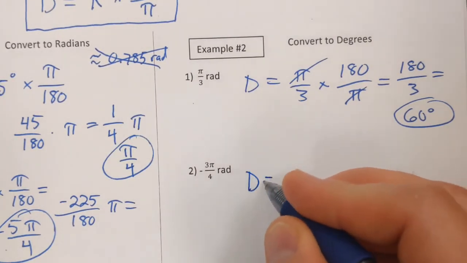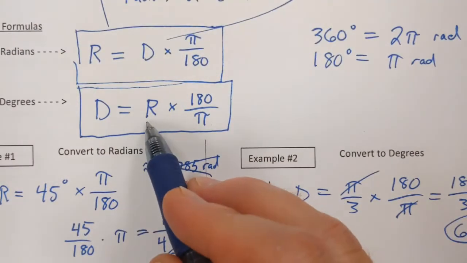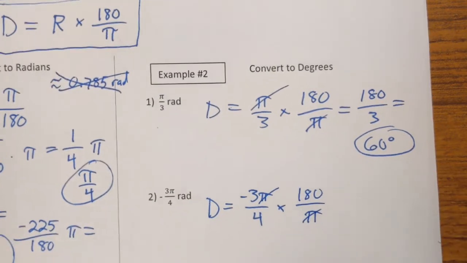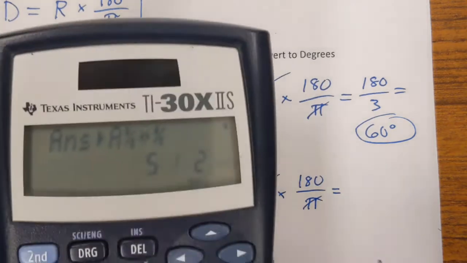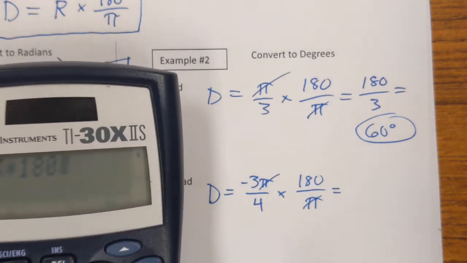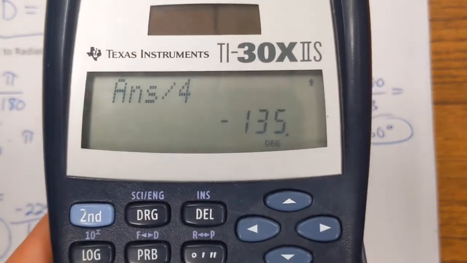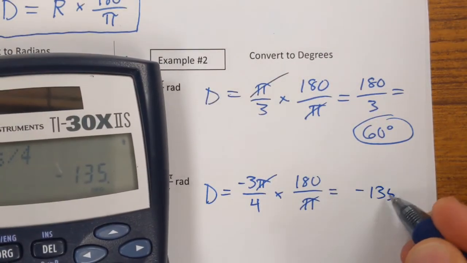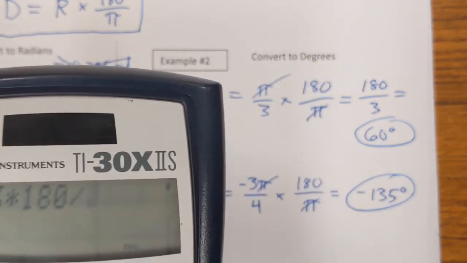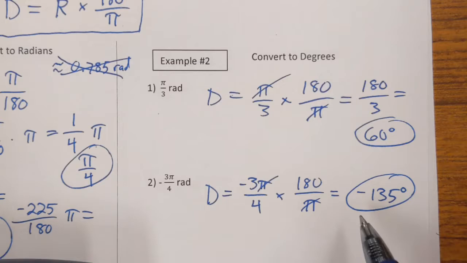All right, let's try this again. Degrees. Negative 3 pi over 4. I take radians times 180 over pi. Well, good for us, the pi's are going to cancel out. So all I really have to do here is take the negative 3 times the 180. You can hit equal if you want to, it doesn't matter. But then divide by this 4. Negative 135. And if you want to see that all written out, you could do that in one step if you wanted. It'd be negative 3 times 180 divided by 4. Comes out to negative 135 degrees.